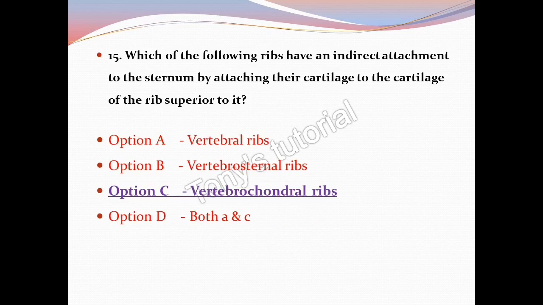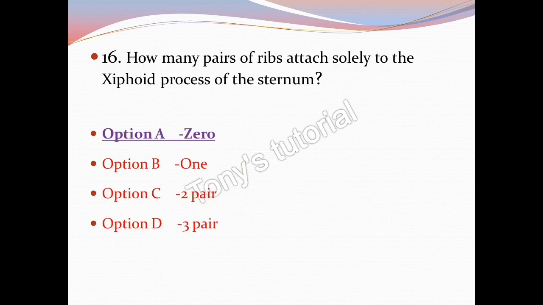Okay. Which of the following ribs have an indirect attachment to the sternum by attaching their costal cartilage to one another? The answer is vertebrochondral ribs, because these are the 8th, 9th and 10th ribs. These ribs are attached in such a way that their costal cartilage gets attached to the costal cartilage of the vertebra above, and that is why they are attached to the sternum.